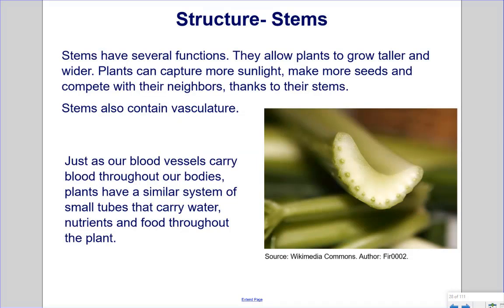Structure. Stems. Stems have several functions. They allow plants to grow taller and wider. Plants can capture more sunlight, make more seeds, and compete with their neighbors, thanks to their stems.